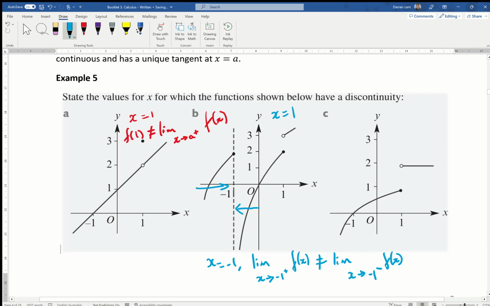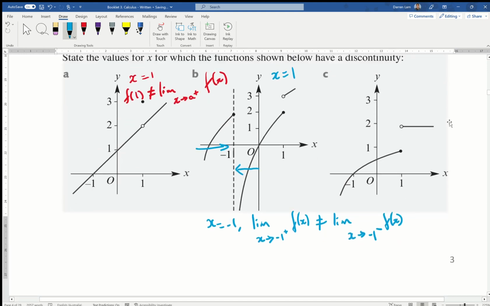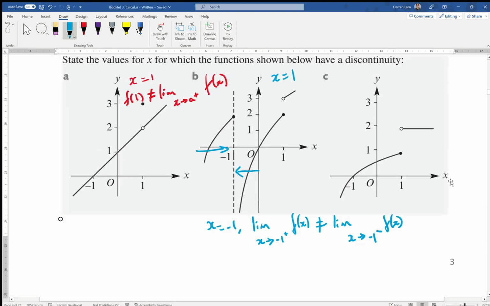Any questions? I understand that this is something that's not typically touched on quite often, so please let me know if you have any questions. I'm going to move on. I'm going to leave question C for you to do yourself, but I'm going to move on to the next component.